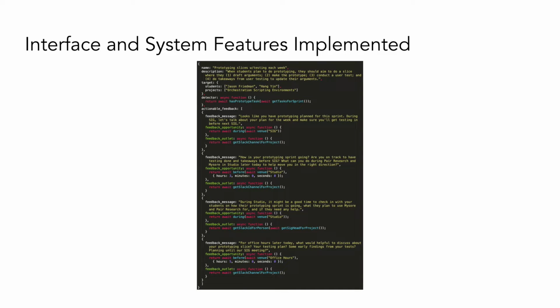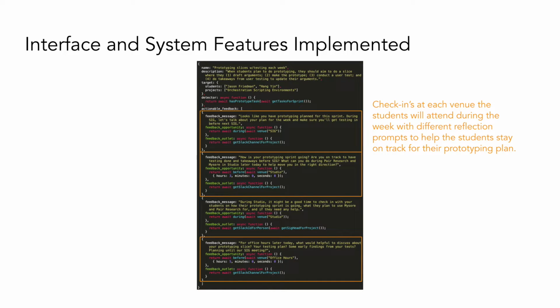And so in this example, here's the script that we just walked through. This part in red here shows how the script is executed when a sprint log of a project has a prototyping task in it. And then these three orange boxes show the different kinds of check-ins that would occur based on the venues that students are at, each giving them a different reflection prompt.